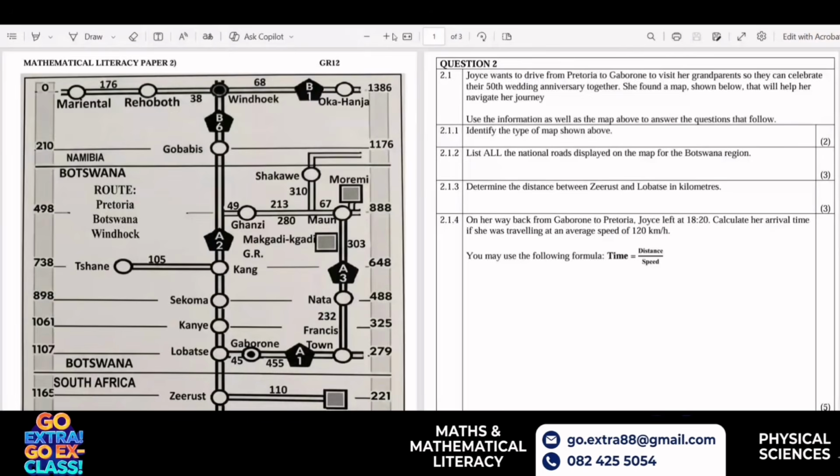Now here is a question that we have. Question number 2. It says here Joyce wants to drive from Pretoria to Gaborone to visit her grandparents so that they can celebrate their 50th wedding anniversary together. She found a map shown below that will help her navigate her journey. Use the information as well as the map above to answer the questions that follow. Now let's go about that.